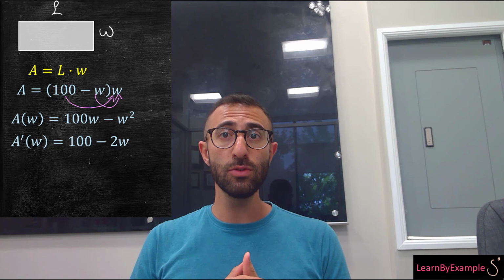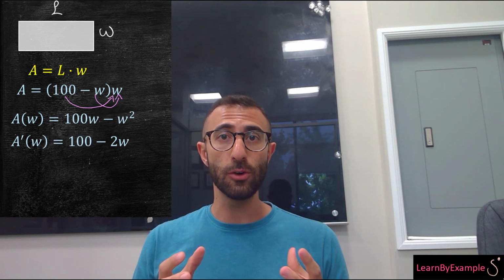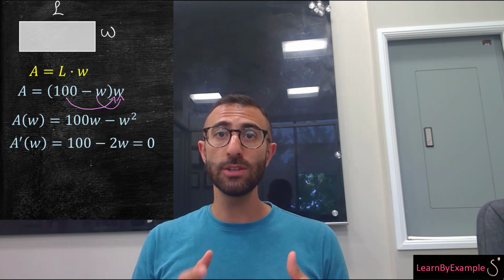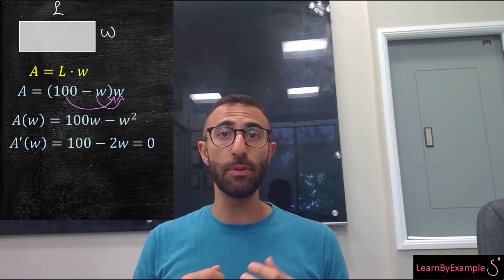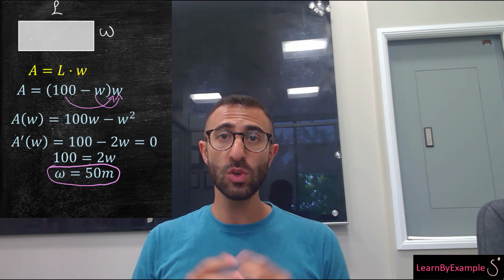Okay, so hopefully you found the same derivative as the one that's shown right here. So A prime of W is equal to 100 minus 2W. And now we can set that to 0. Why are we doing that? In order to help us find W, and that's step number 5. So W is equal to 50. So what do we do next?